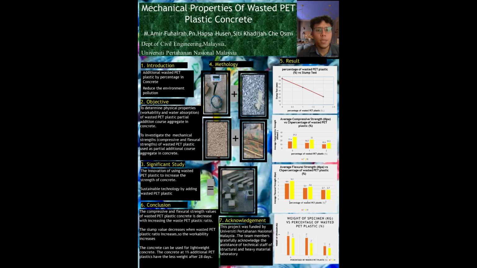Addition of waste PET plastic by percentage in concrete. My final year project regarding the concrete, I use 0% of waste PET plastic for the control sample, 1 and 2% of waste PET plastic in concrete. Then reduce the environmental pollution, because we know that regarding the statistics in the world, PET plastic takes the first place, the highest pollution plastic. Then the second is HDPE plastic.